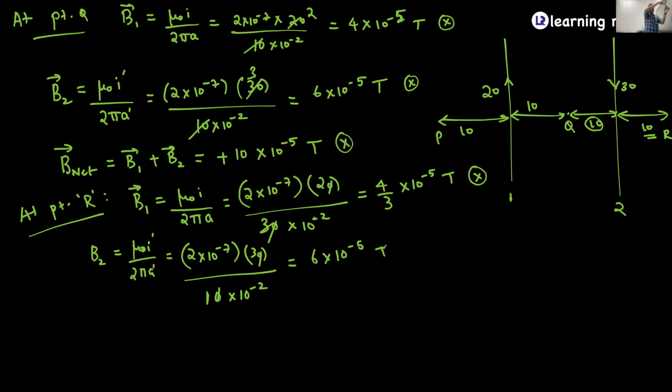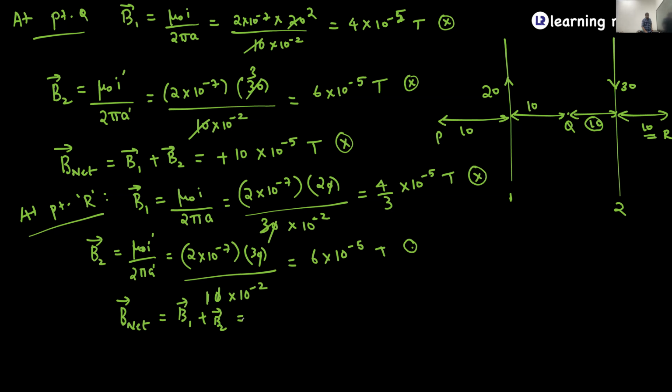For this conductor, if you take the thumb, it is going to be into the plane on the left of it. So here it will be out of the plane. Now this is also converted as a vector. What is going to be the net magnetic field? Net magnetic field will be B1 vector plus B2 vector.